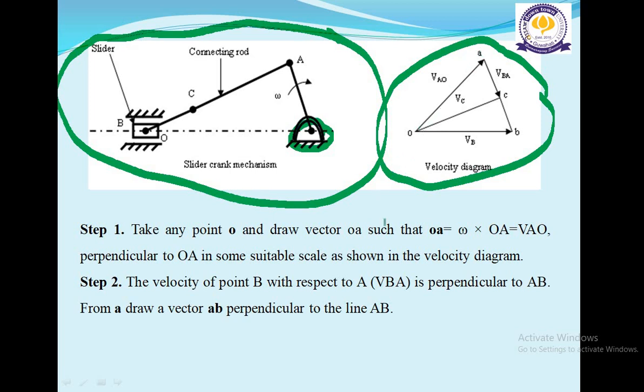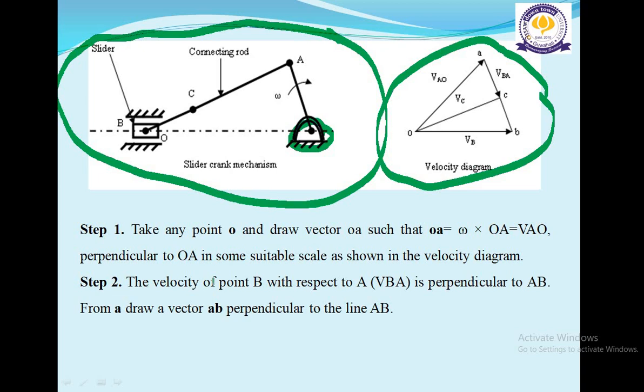Draw vector OA equal to omega into OA. So omega into OA is equal to VAO, which is perpendicular to OA. In some suitable scale, as shown in the velocity diagram, we take any point O and draw vector OA such that OA is equal to omega into OA, which is equal to VAO, perpendicular to OA in some suitable scale.